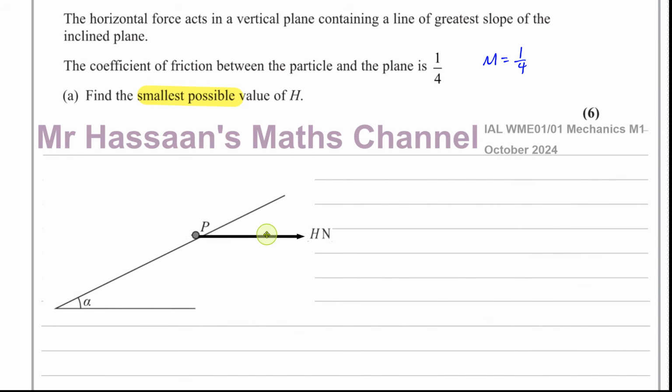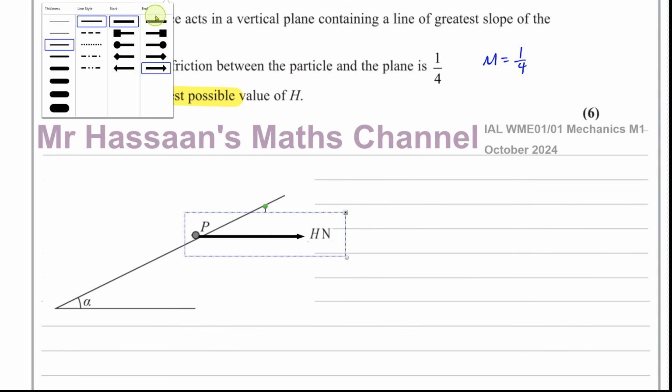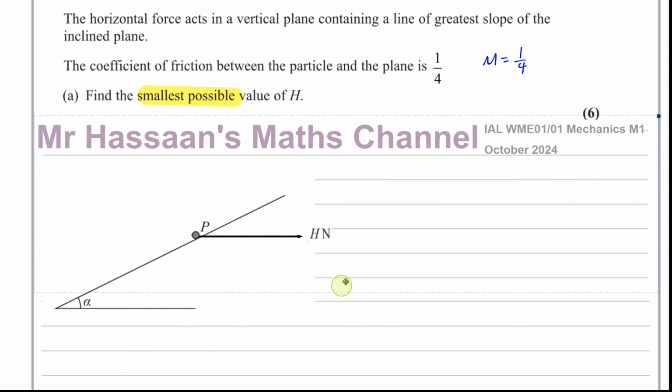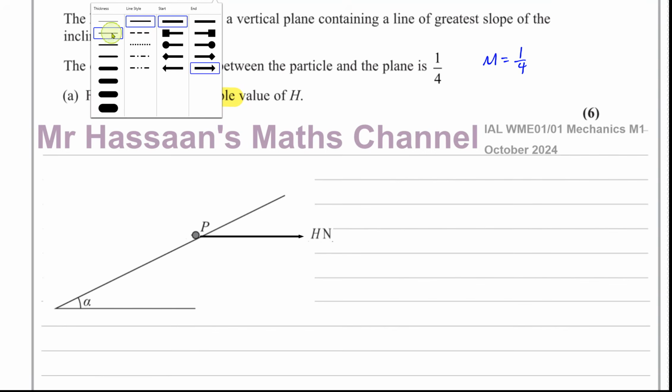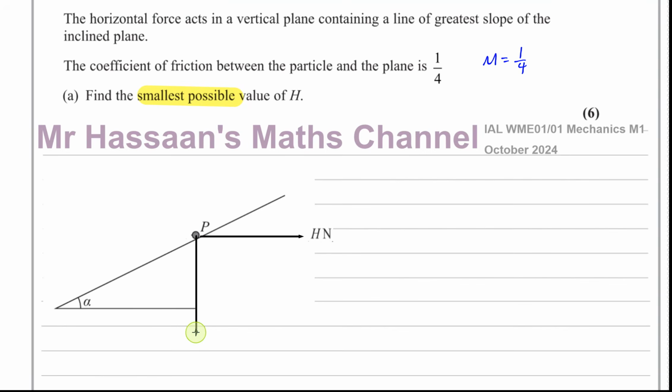Now, what we're going to do is think about the situation here. Let's think about the forces acting on P. The forces acting on P are the weight of P, acting vertically down, the reaction force, which is already drawn, and also the frictional force. Now, which way does the frictional force act? That's what we're going to think about.